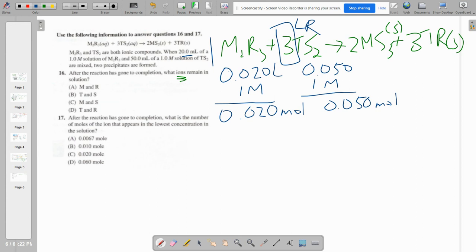So if that's the one I'm going to run out of, then what does that mean about the T ions? Looks like T plus 2, I guess. And what does that mean about the S minus 1 ions?